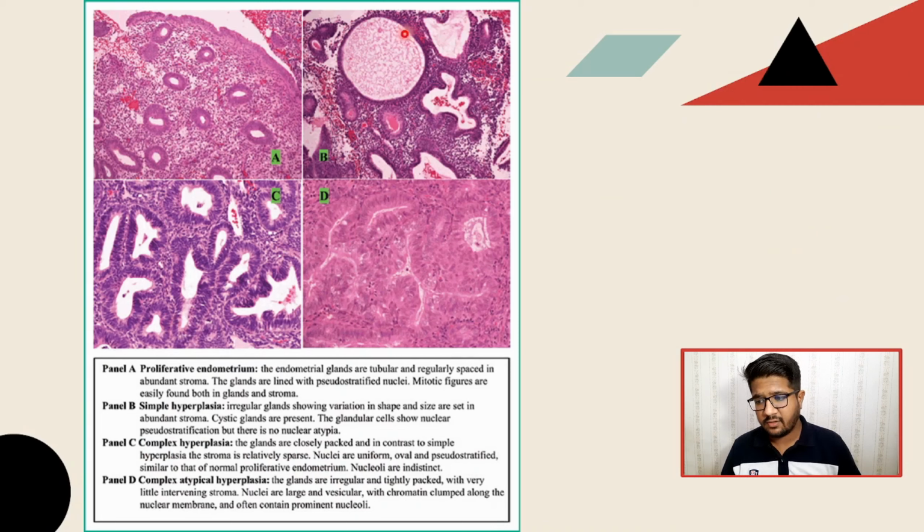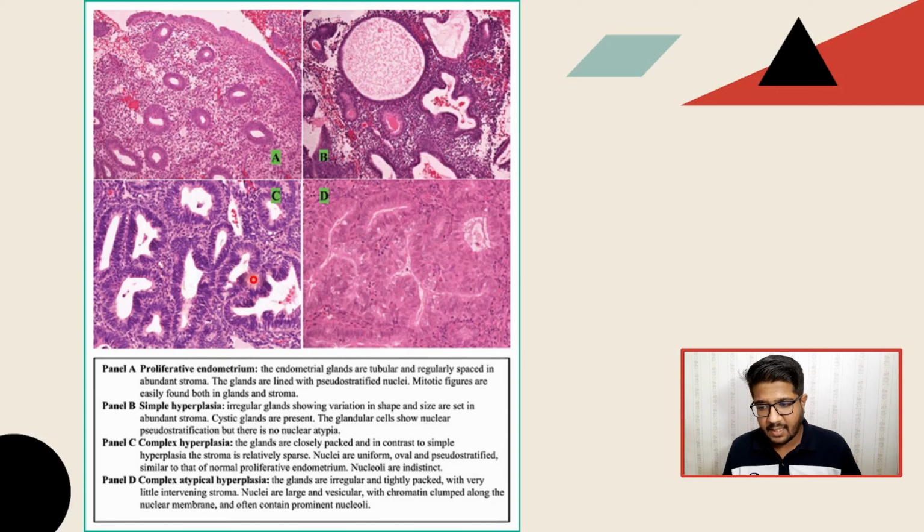As you can see over here, first of all, we have normal proliferative endometrium, and then here we have the simple hyperplasia. And in the simple hyperplasia, you can see these irregular glands. They have this variation in size, but there is abundant stroma. Correct? There is no nuclear atypism. Cystic glands are present.